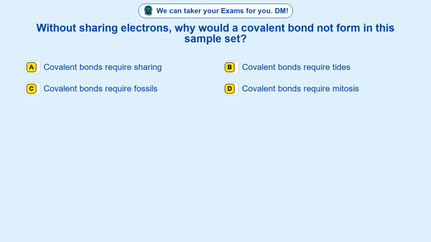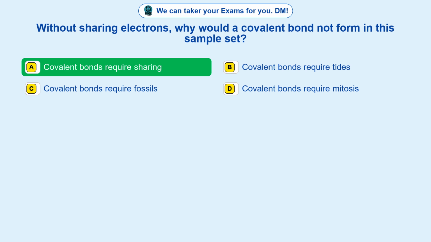Question 34. Without sharing electrons, why would a covalent bond not form in the sample set? Option A, covalent bonds require sharing. Option B, covalent bonds require tides. Option C, covalent bonds require fossils. Option D, covalent bonds require mitosis. The correct answer is option A.